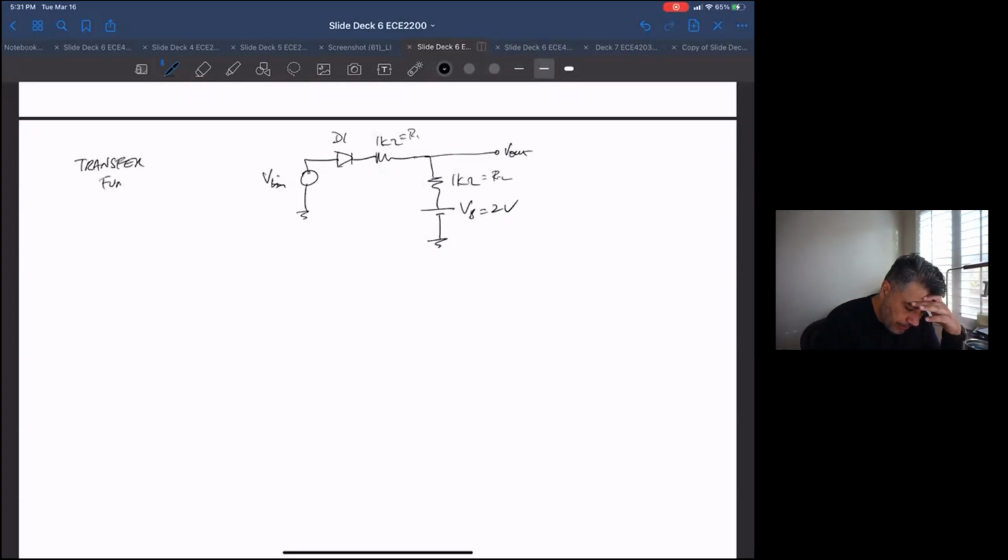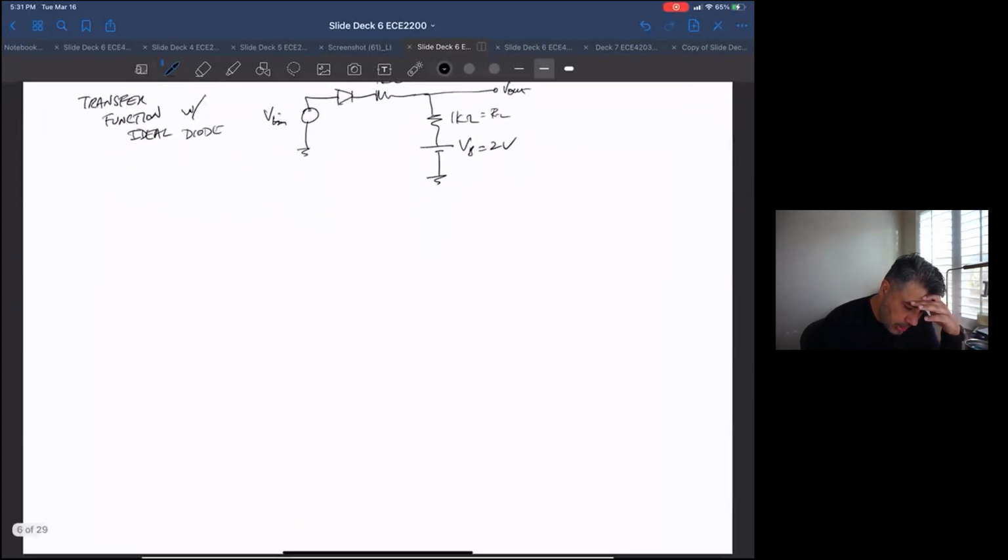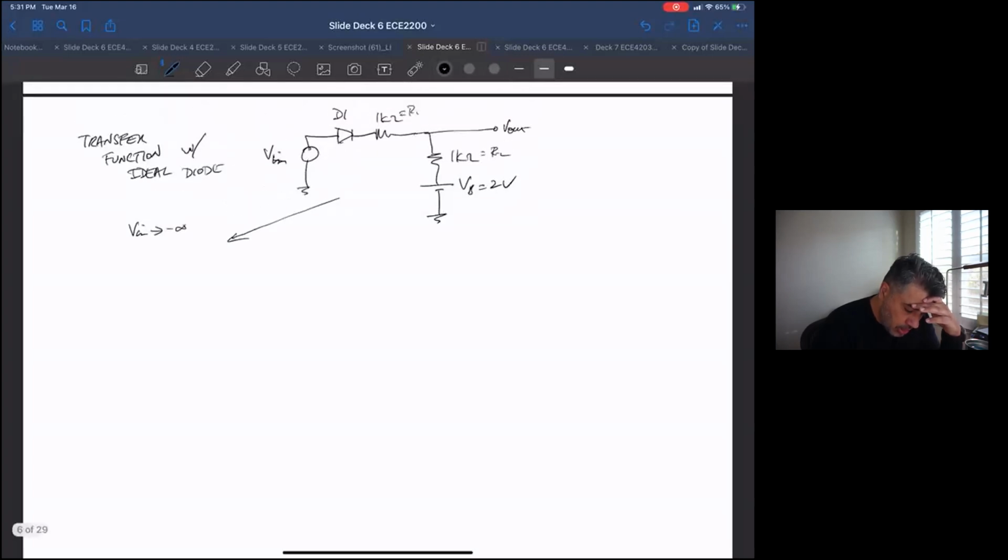So the first question was the transfer function with an ideal diode. I think we did this a bunch of times. It's the same procedure. Sometimes it gets a little confusing, but it's the same number of steps. First you look at Vn being really low. If Vn is low, the anode is below the cathode, so the diode is off. I'll just replace it with an open switch.